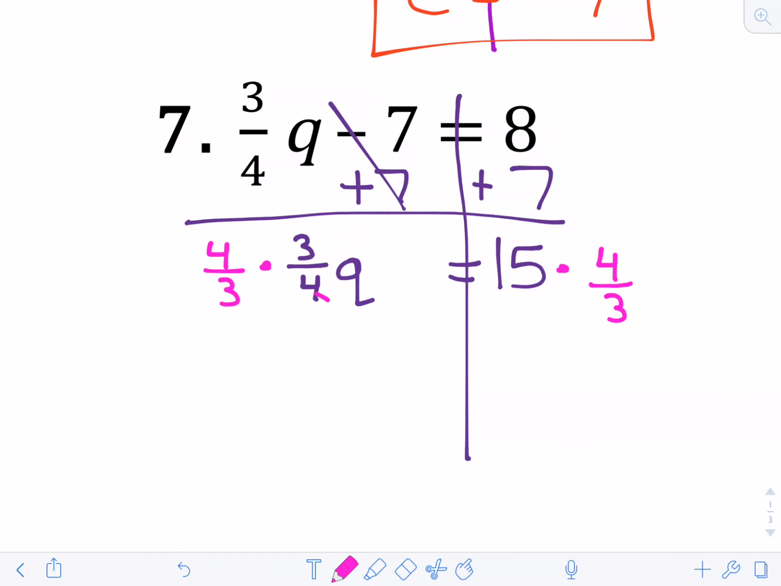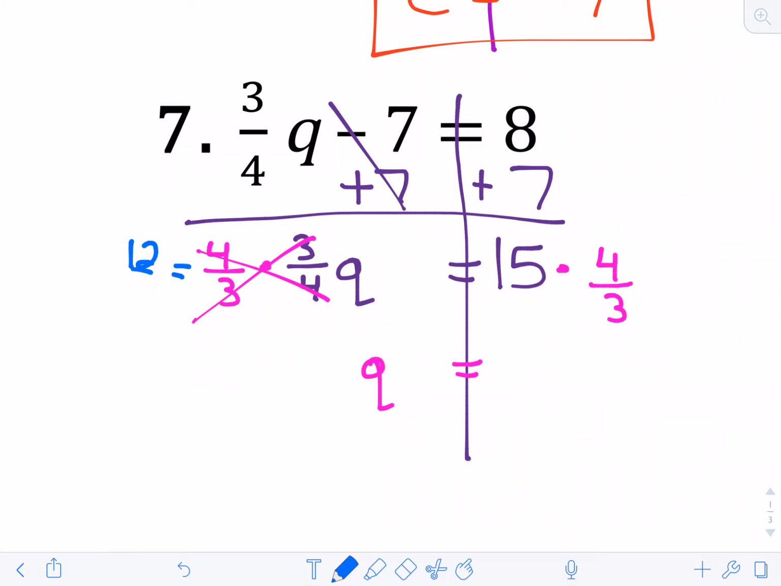Okay, so my 4's cancel out, the 3's cancel out. I just have a q left over. If you also need to see this, whenever you're multiplying fractions, you multiply straight across. So I'm going to make a little side note over here in case you don't understand how we can just get 1q. Okay, so side note, whenever you multiply straight across, 4 times 3 here will give me 12.